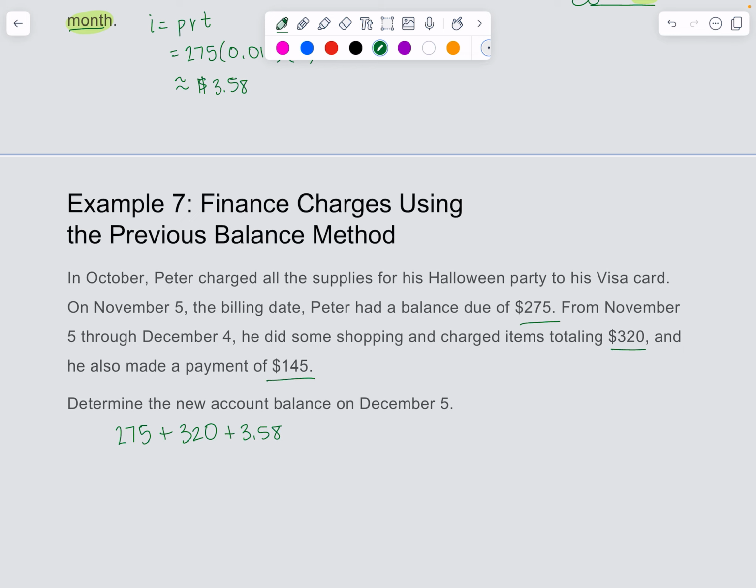And then one good thing, made a payment. So we'll subtract off $145 for that payment. After all of these adding and subtracting, we should get $453.58. So the balance due on December 5, new bill comes in and it says, okay, after all of your payments and your charges and the interest, you now owe $453.58. That's the new account balance. And it'll just continue that way until Peter decides to pay his credit card off.